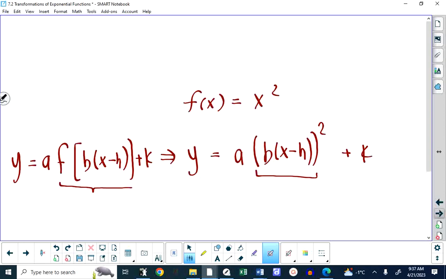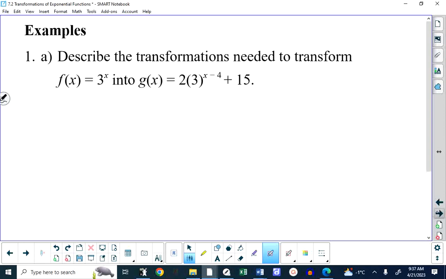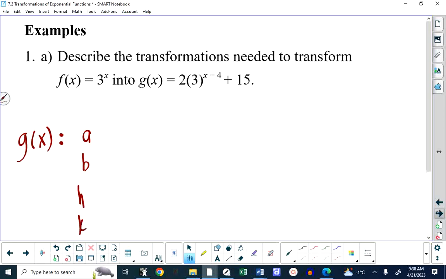And we're going to put that into action here to begin with the example. Describe the transformations that are needed to make f of x into g of x. So when we look at g of x, there are parameters that g of x has in comparison to where it came from, which is f of x. And I want everybody to write down a, b, h, and k, and I would like everybody to take a minute here and determine the values of each of those 4 parameters.